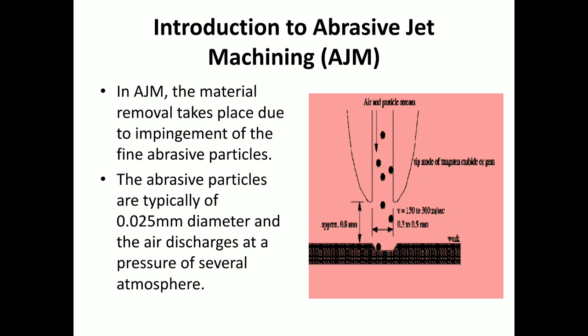In AWJM, you can see the first point. The material removal takes place due to impingement, meaning hitting, of the fine abrasive particles. The abrasive particles are typically of the size of 1/1000 of a mm, that is 0.25 mm diameter, and the air discharges at a pressure of several atmospheres. The pressure is very high.